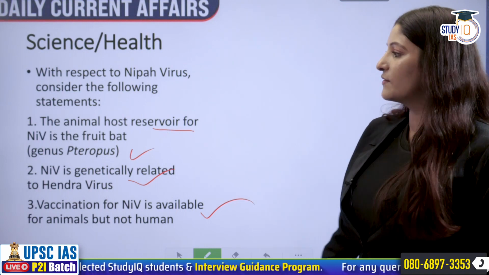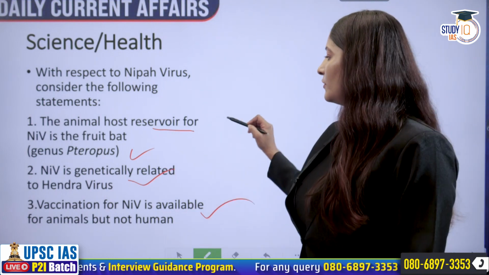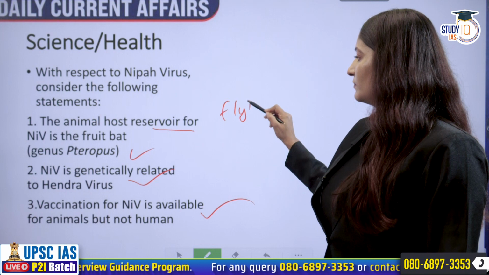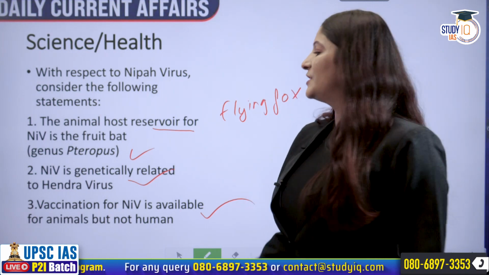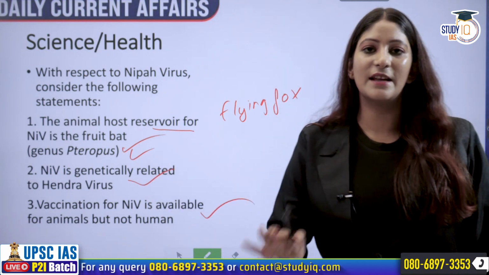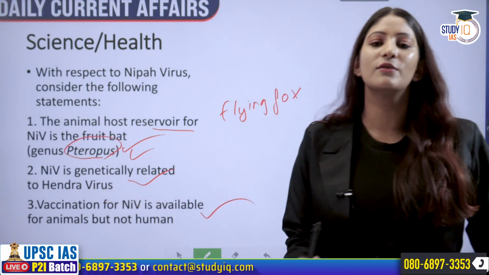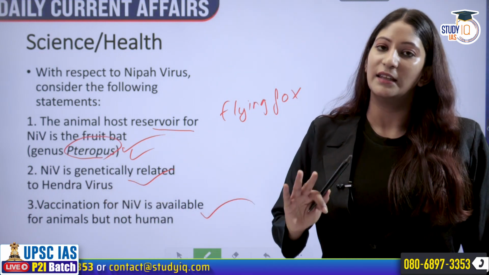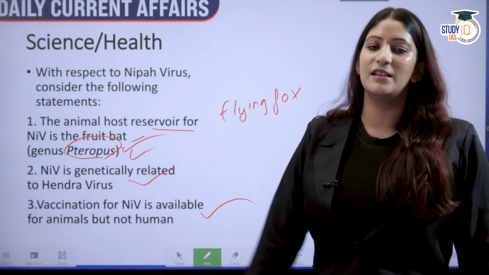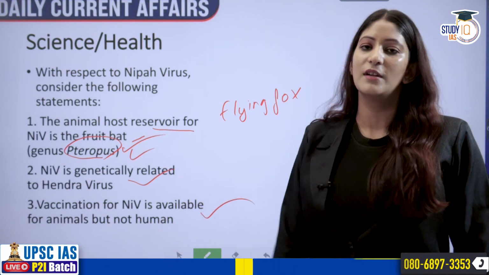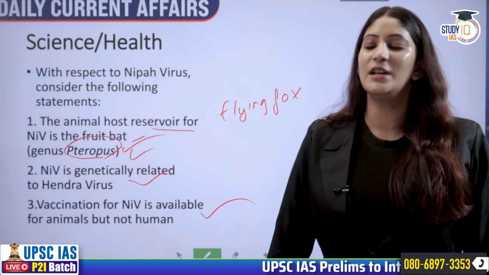The animal host reservoir for the Nipah virus is the fruit bat, which is also known as flying fox, and its genus is Pteropus. Okay, so first is definitely correct. Why have I written genus? Because UPSC can also ask us about the genus. That is why it is important for you to remember it. I could have written this entire statement as it is and modified the genus. So you have to also remember the genus of it.